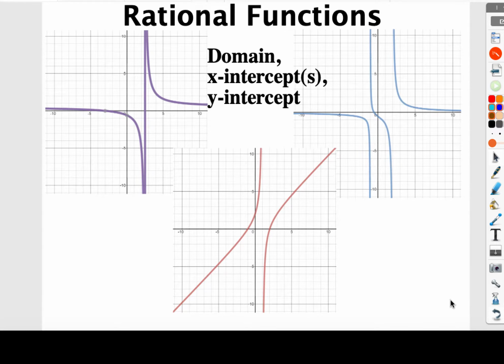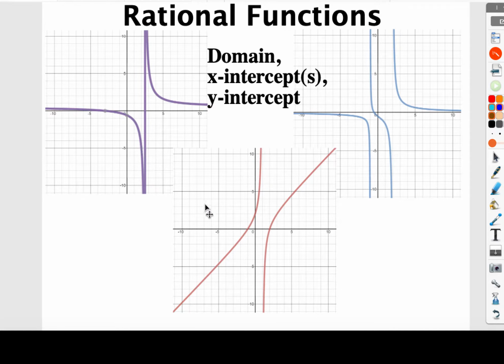Well, let's talk about rational functions. Rational functions are just functions that are basically a ratio of polynomials. This is going to be the first of three videos about rational functions. This one is just going to discuss how to find the domain, x-intercepts, and y-intercepts of a rational function.